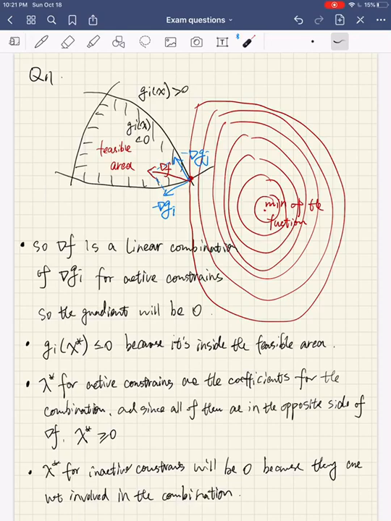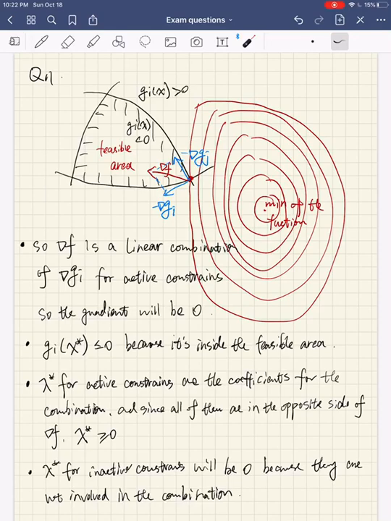And here we have, for all of the inequality constraints, this term is satisfied because this point is in the feasible area. So all of them satisfy. Everything is smaller than 0.